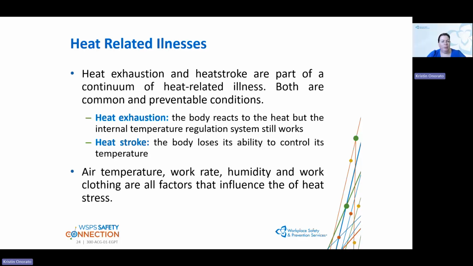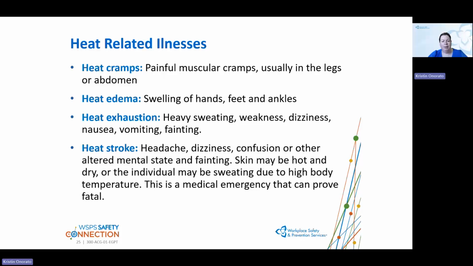Okay. So clearly we don't want anybody to get to either of these circumstances, but if we are ever in a situation where somebody is potentially experiencing heat stroke, this is where we're getting some help immediately, right? Whether that's 911 or first aid within the facility, we need some immediate help for sure.